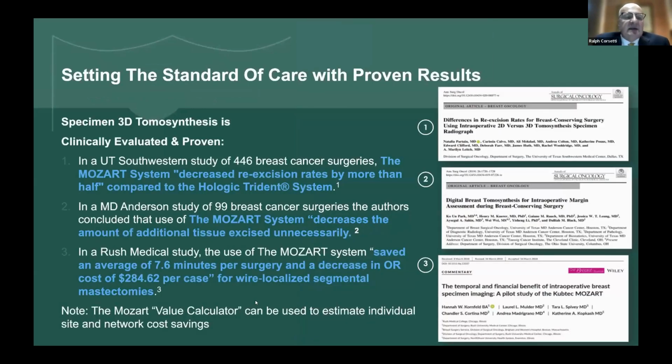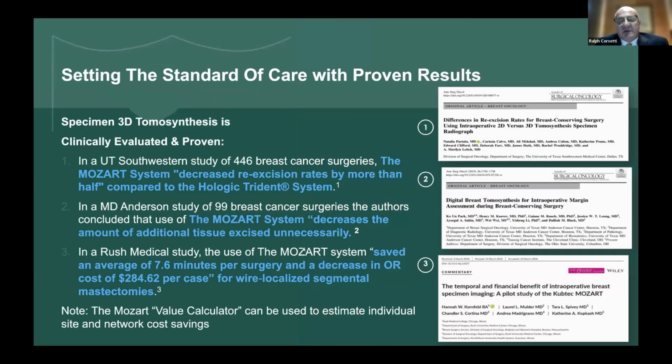So we have studies here, UT Southwestern in Dallas, where using this technology in about 500 patients, the re-excision rate was about half that compared to using traditional 2D specimen X-ray. So re-excision rates in multiple studies are in that 10 to 15% range with 2D technology, where with 3D technology you're in that 5 to 8% range.